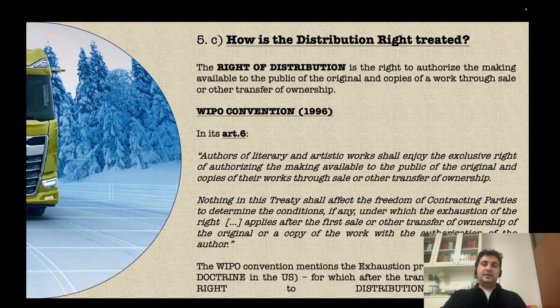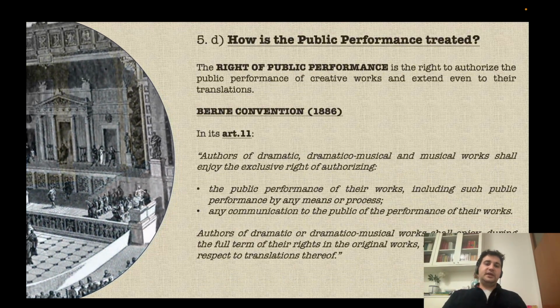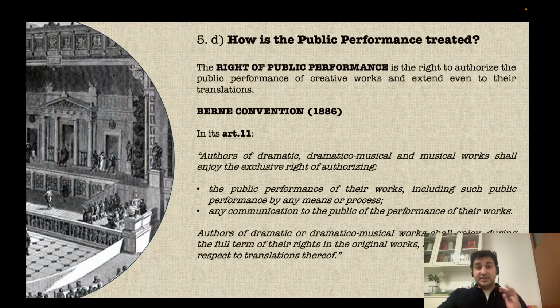Then let's go with the public performance. The right of public performance instead is Article 11 of the Berne Convention. So for now, in the Berne Convention, we have seen the right of reproduction in Article 9 and the right of public performance in Article 11. Okay, while in the WIPO at Article 6, we have seen the right to distribution.